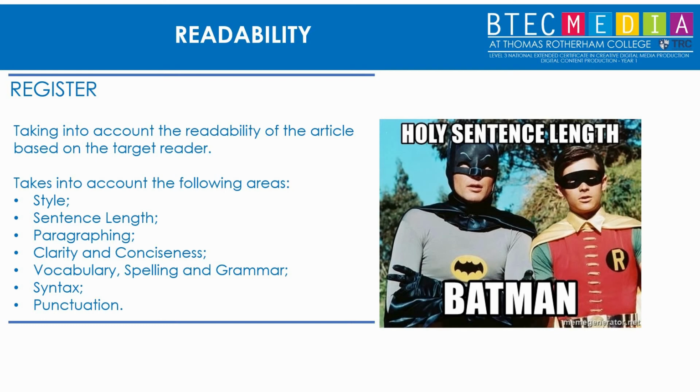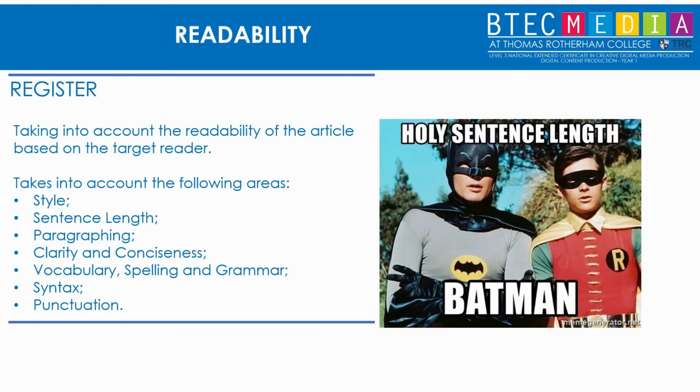More challenging pieces of writing aimed at audiences that might be a bit more intelligent are more likely to have longer sentences or longer paragraphs. Okay, we also look at clarity and conciseness. Is it clear? Is it easy to understand? Conciseness, obviously, does it waffle? Does it go off on a tangent? Does it waffle or anything like that?